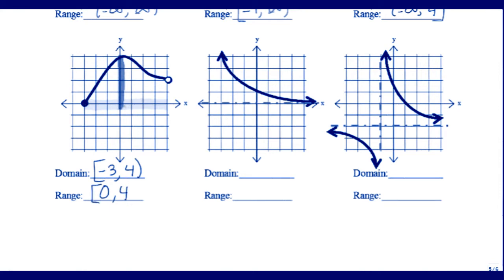Can I include 0? Absolutely. That is a closed point. Can I include 4? Absolutely. That is also closed. On the next two graphs, we have this dotted line through the middle of the graph here. This may be your first introduction to this dotted line, called an asymptote, and we will be using it several times. So this is a good place to introduce it.